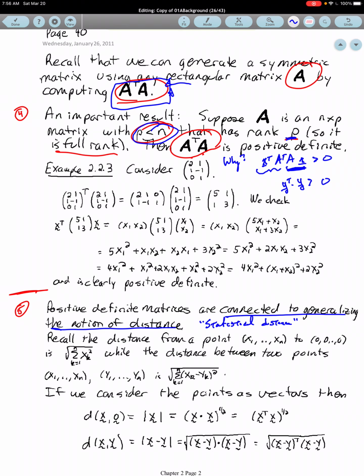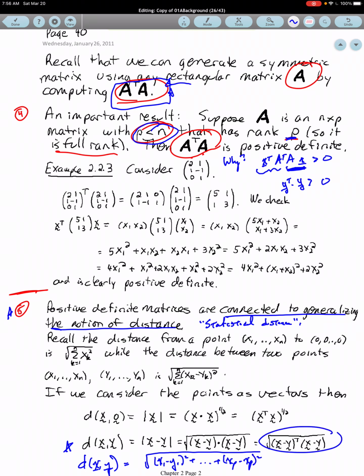All right, so I want to pick up down here, continuing to talk about positive definite matrices, and they're going to be useful for describing something that I'm going to call statistical distance. Okay, so what the notes begin by doing is they start by reminding us of our usual notion of distance. We may be used to thinking of distance between two vectors x and y as being the square root of x1 minus y1 squared plus ... plus xp minus yp squared.